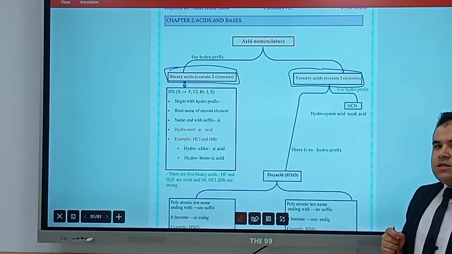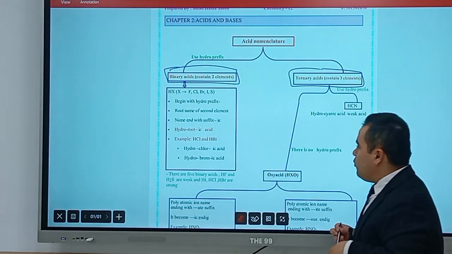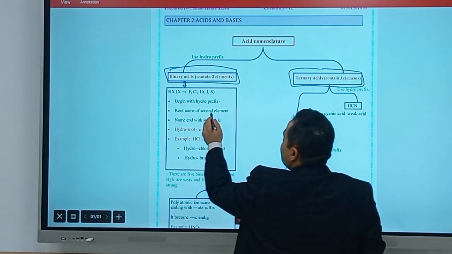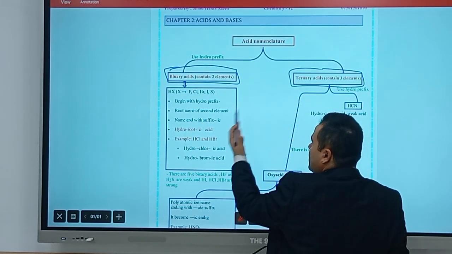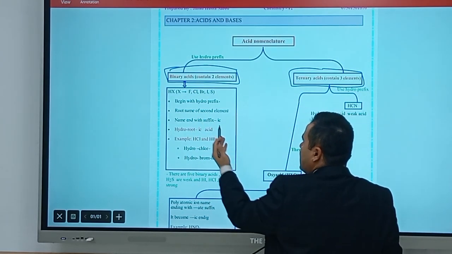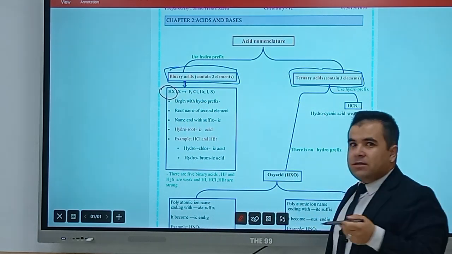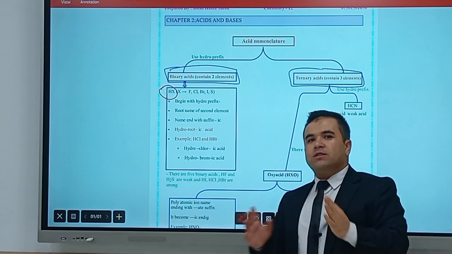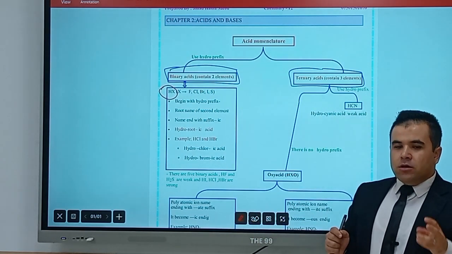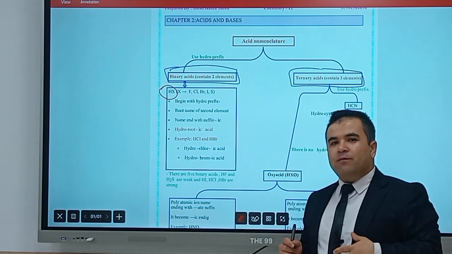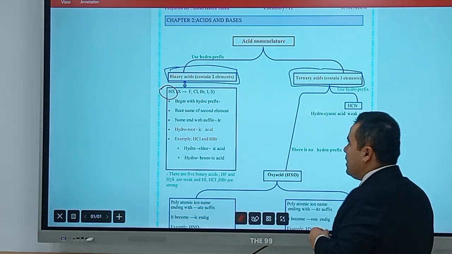2 of them are weak, 3 of them are strong. We'll be talking about them. Let us talk about them, guys. The structure of the binary acid is composed of HX, and the X can be the halogens with the sulfur only. The halogens: chlorine, bromine, fluorine, iodine, with the sulfur. These are the 5 binary acids.